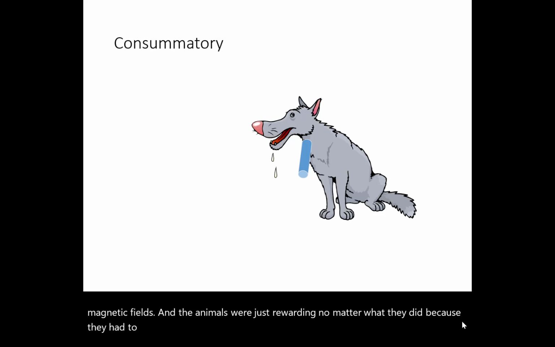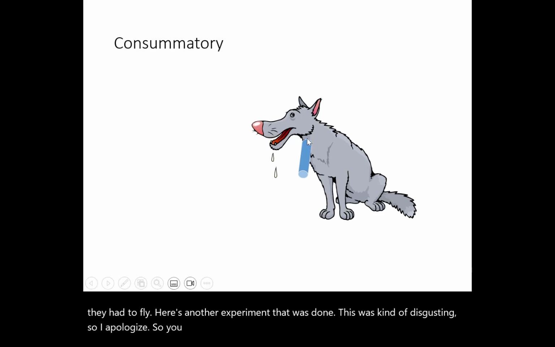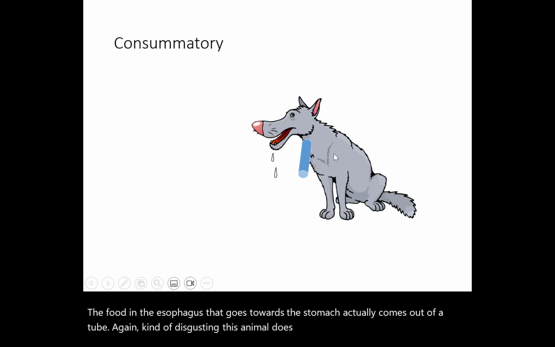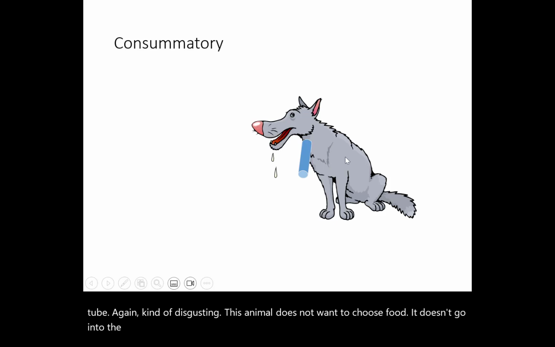Here's another experiment that was done. This one's kind of disgusting, so I apologize. You have a dog, and you put this little thing called a fistula in so that the food in the esophagus that goes towards the stomach actually comes out of a tube. Again, kind of disgusting. When this animal chews food, it doesn't go into the stomach. It has to be given food through other ways of getting its nutrition.